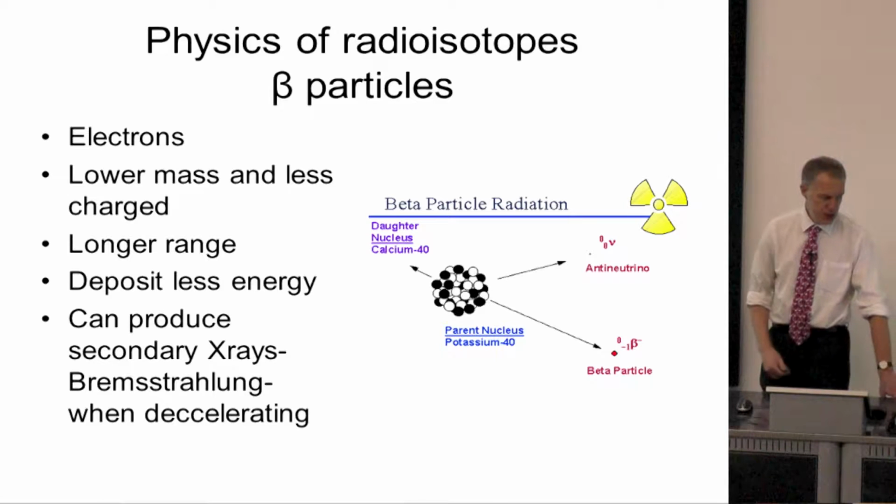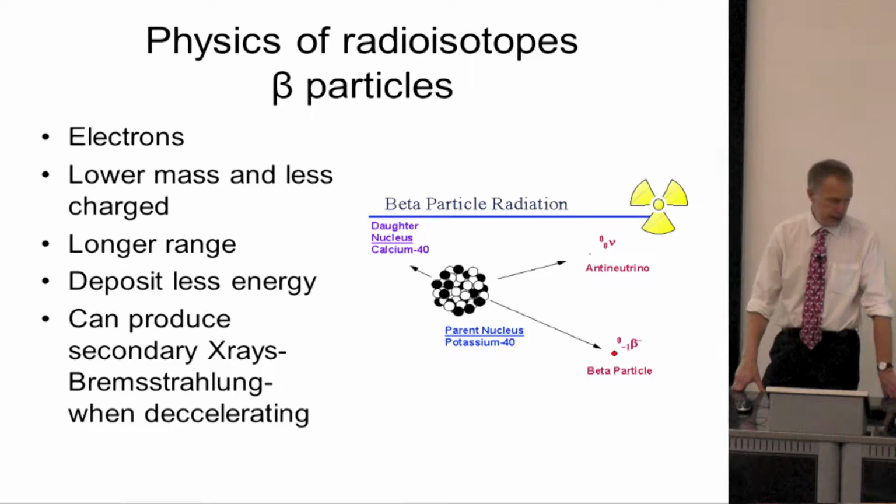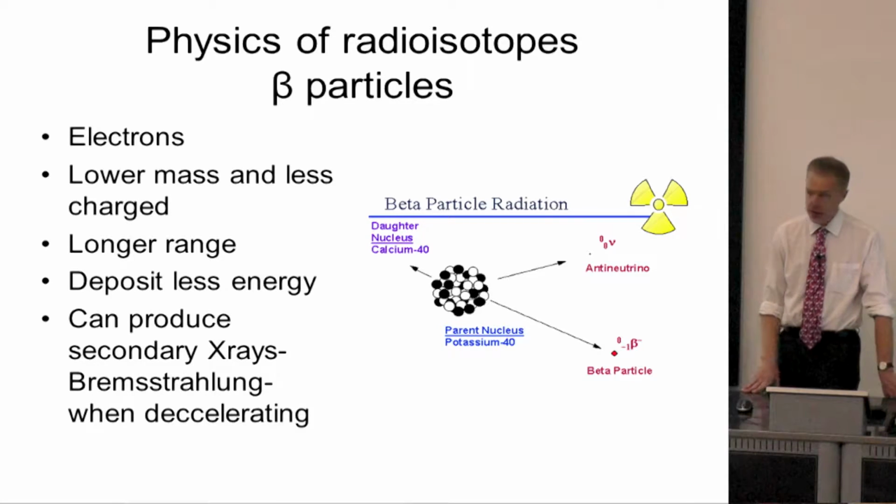The second type of emission is beta particles. These effectively are electrons. So they're a lower mass, but they still are charged, just one negative charge. They have a slightly longer range than alpha particles, but because they're smaller, they deposit less energy. And they also can produce secondary X-rays as part of the process of them being dissipated.